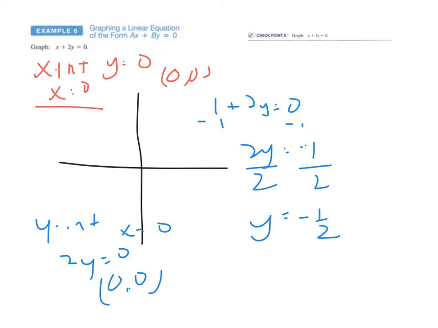So when x is 0, I have my points. We have (0, 0), but now I know when I put 1 in for x and down a half, I get my next point right here. So I now can connect those to create my graph.